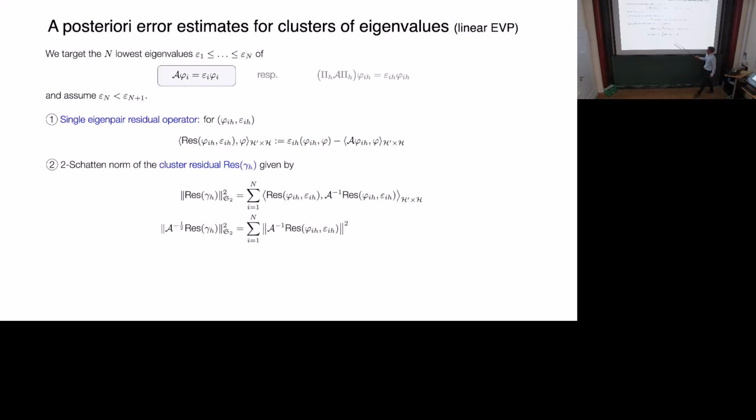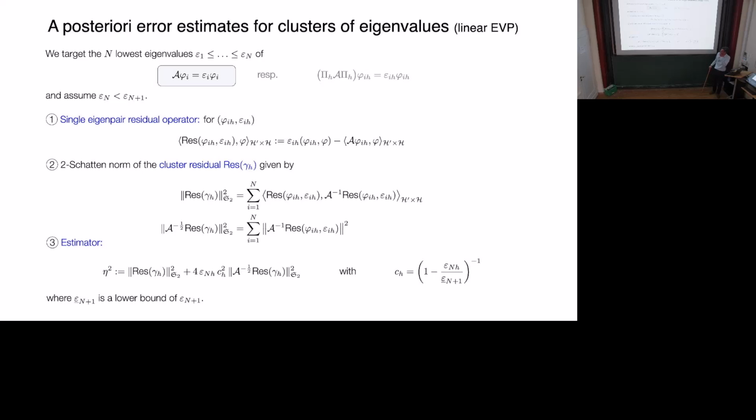But you can also take a cluster residual of this discrete density matrix. And this is an operator, a Hilbert-Schmidt operator. You can take the two Schatten norm and you write it like this. Or you have also some A to the minus 1/2 weighted version of this, which is just this. Then, having defined this, the estimator is given by that. Okay? So there are some constants here.